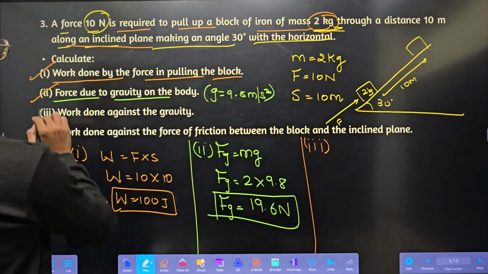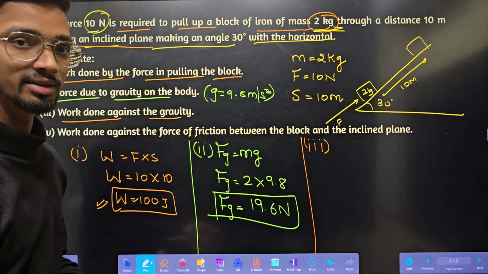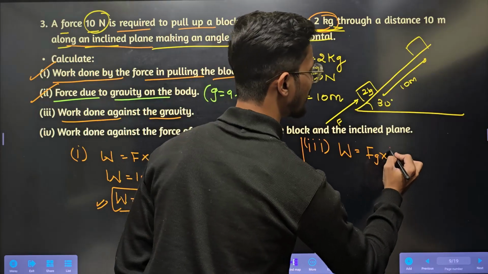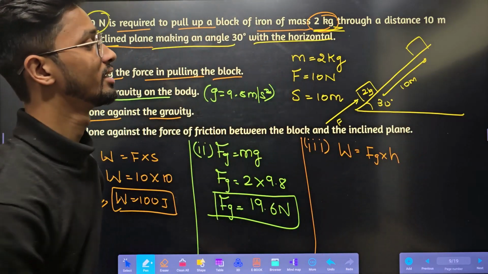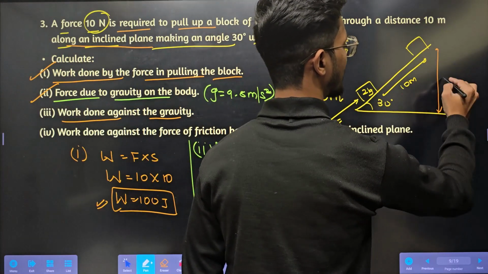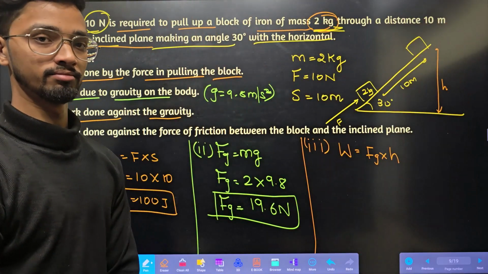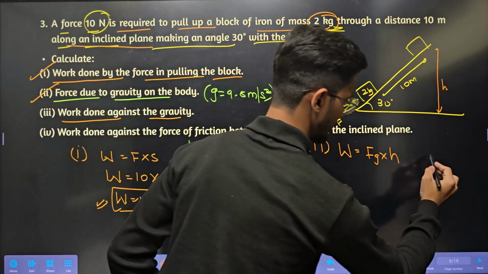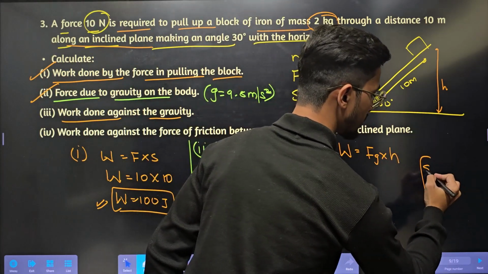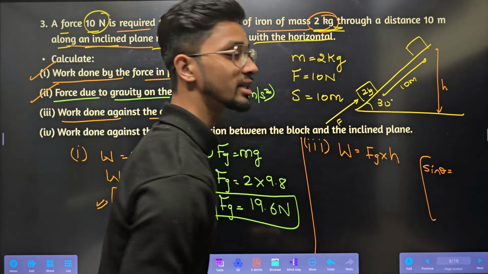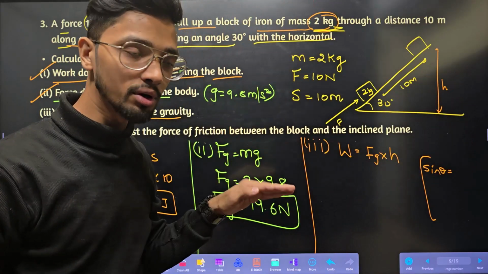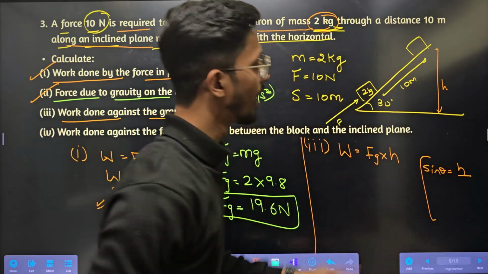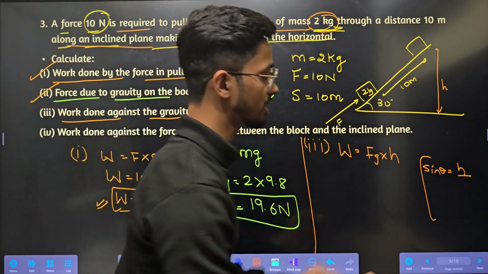What are they asking in the third question? Work done against the gravity. Simple. Work done will be gravitational force into vertical height. This is the vertical height, h. Understood? So how can we find the vertical height? Let us calculate it here. Do we know sine theta? Yes, we know sine theta. Sine theta is opposite by hypotenuse. Opposite is h. Hypotenuse is this 10 meter.